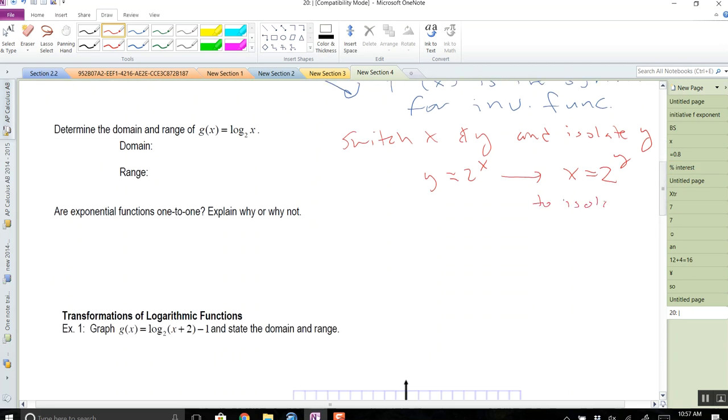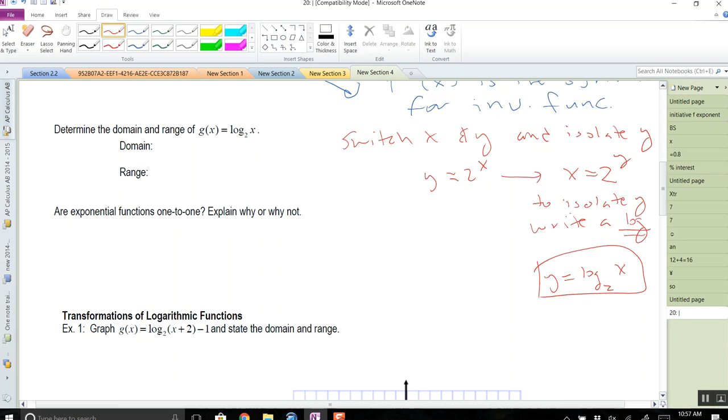So here's what happens. To isolate y, you write a log. How do you write this as a log? You write it like this. You write y as log base 2 of x.